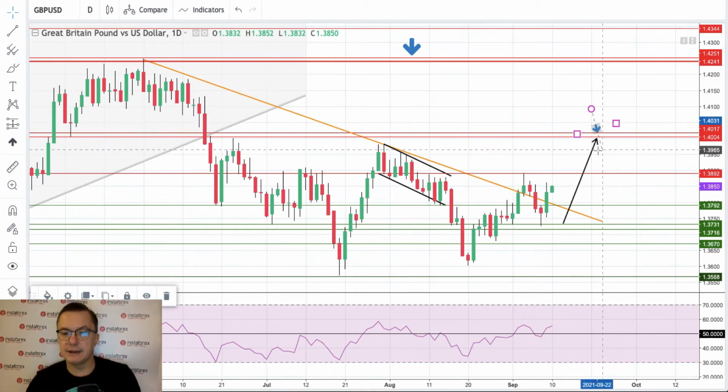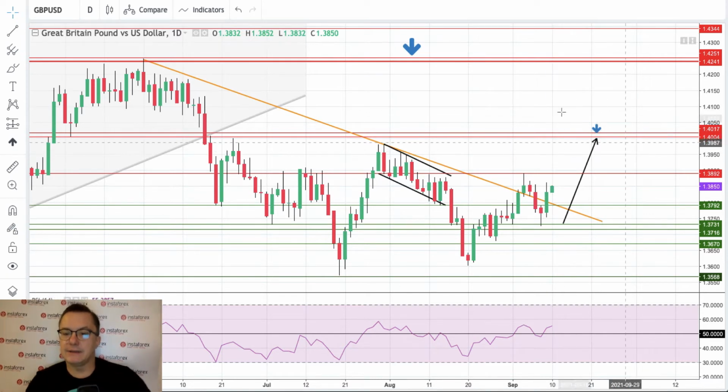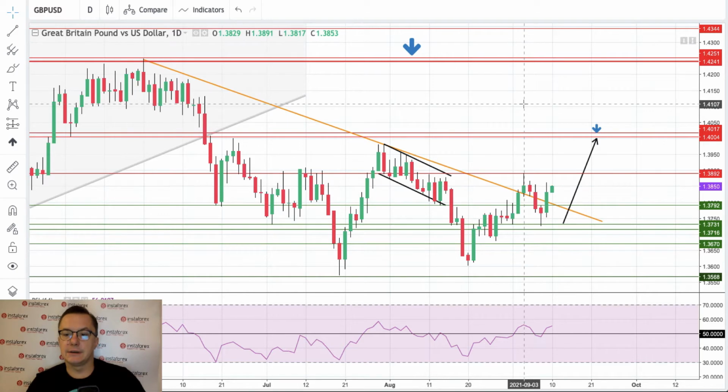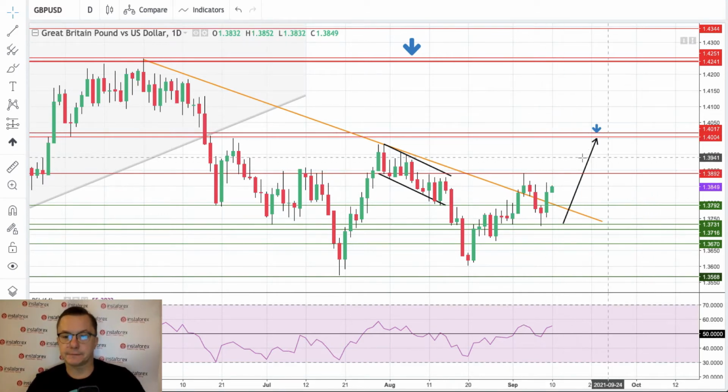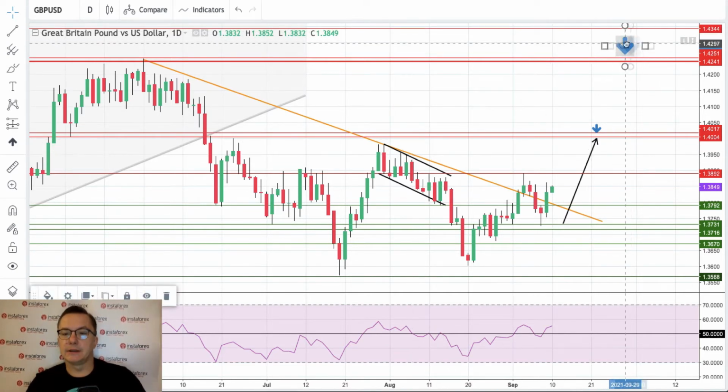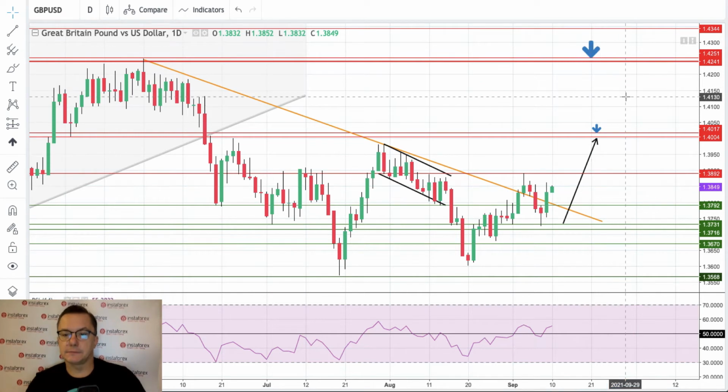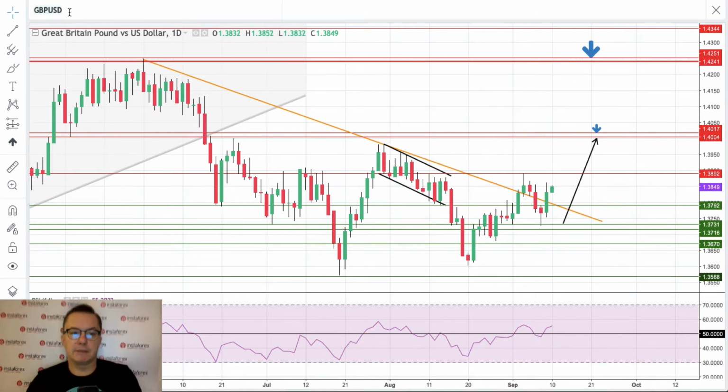1.4 is the main level, but the exact levels are 1.404, 1.4617. So those are the target levels for bulls during this rally. So this is how it looks right now on the British pound, and the data might trigger another rally to the upside.